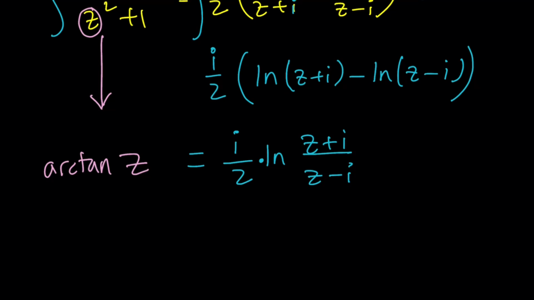But this kind of gives us an interesting identity. And you know, you can even do something like this, take tan of both sides, and you're going to get z in terms of something else. So the tangent of a complex expression turning into z. And this brings us to the end of this video.